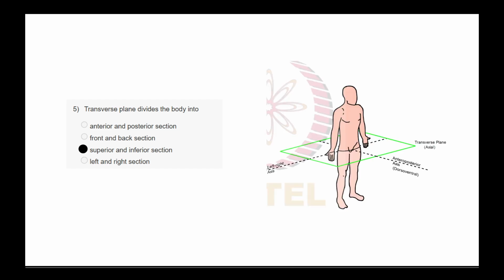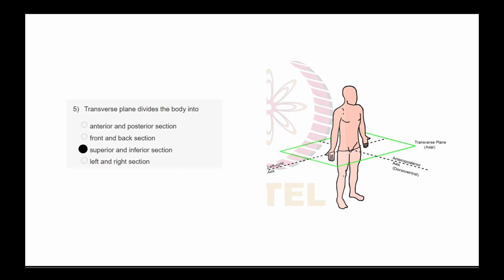Next, transverse plane divides the body into anterior posterior section, front and back section, superior and inferior section, or left and right section. Transverse plane, up and down. So the answer is superior and inferior section.